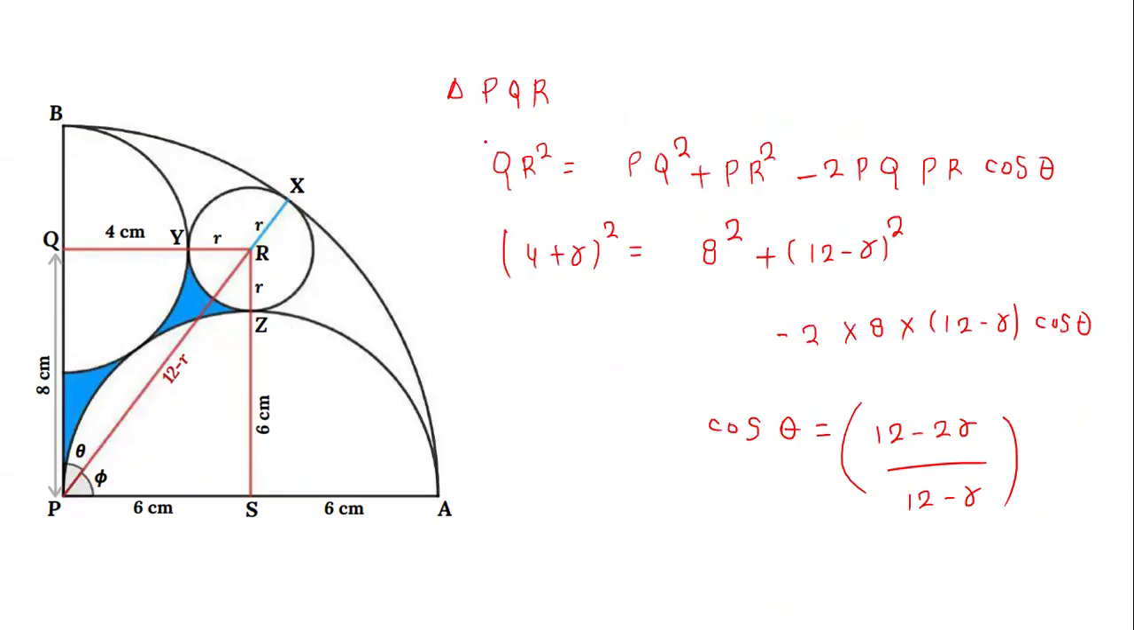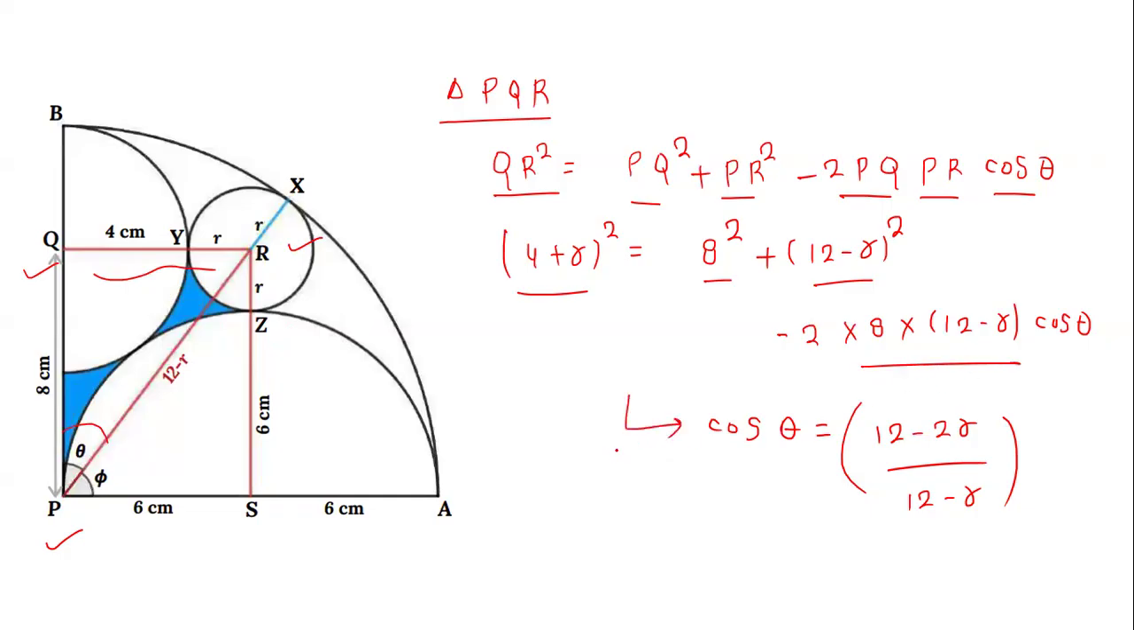And you look at the triangle PQR. So this is the P, this is the Q, this is the R. Now here we have this angle theta. Similarly, we apply the cosine theorem and we can write like QR square, which is this side square, is equal to PQ square plus PR square minus 2 times PQ PR and cos of angle between them. QR we know as 4 plus R, PQ is 8 and PR is 12 minus R. And here after simplifying we can find out the cos theta as 12 minus 2r divided by 12 minus r. So this is the cos theta value in terms of small r.